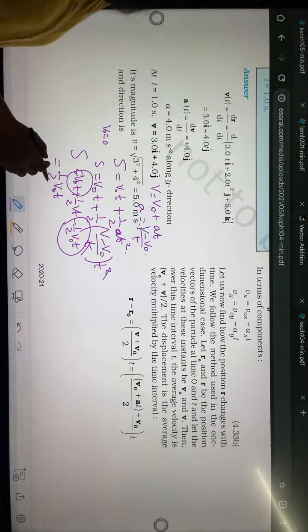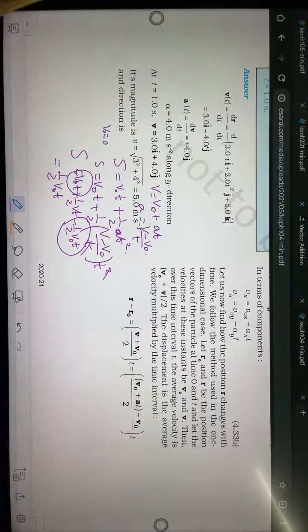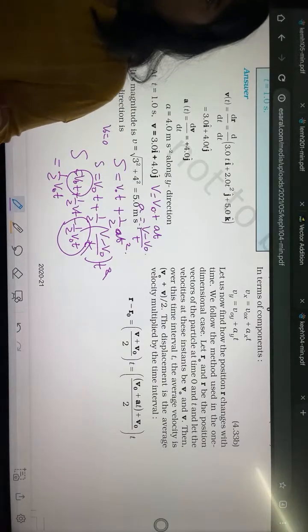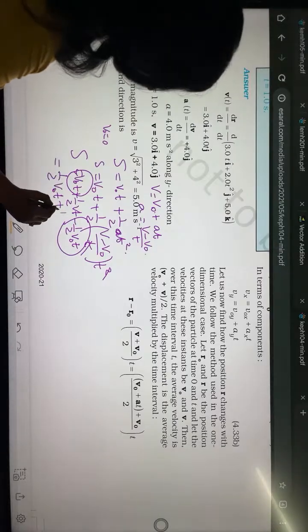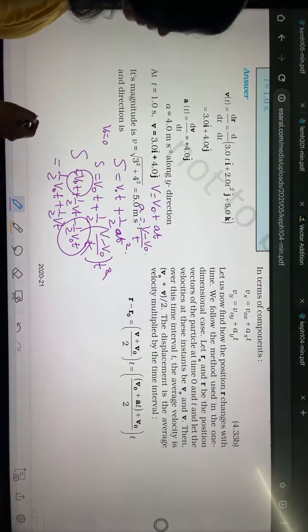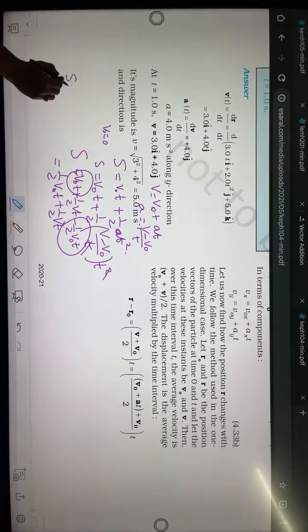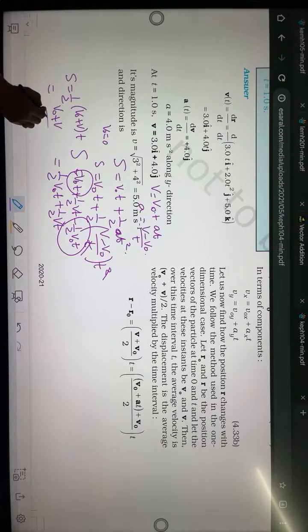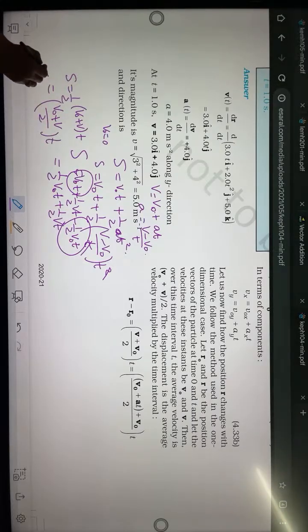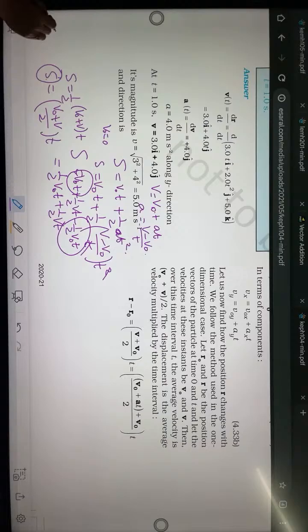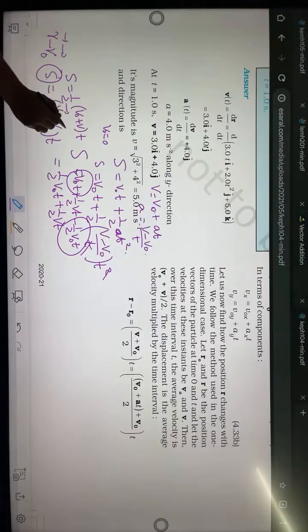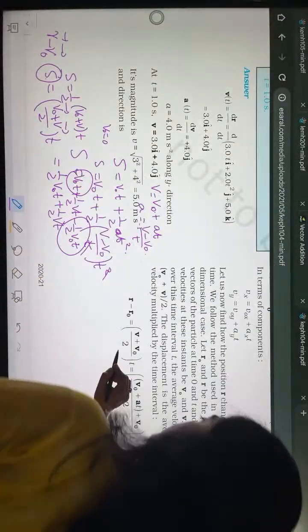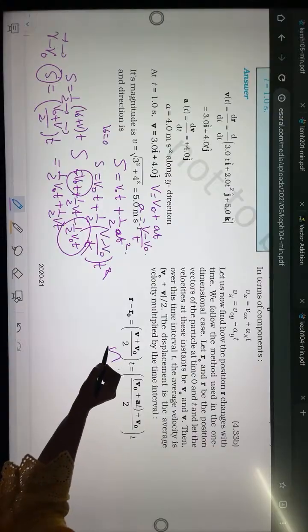Is it clear? Yes. V naught T minus half V naught T. So 1 minus half is half. Okay, so half V naught T plus half Vt. So what common terms can you take outside? And then what is S now? Half into V naught plus V into T. Otherwise you can write V naught plus V by 2 into T. Can we write like this? So what is this distance? In vector notation it will be R minus R naught. Can we express it like this in a vector? Is it clear for you? How it comes? Is it clear?